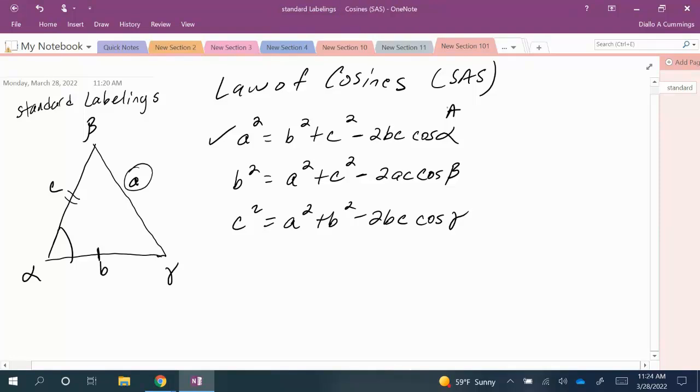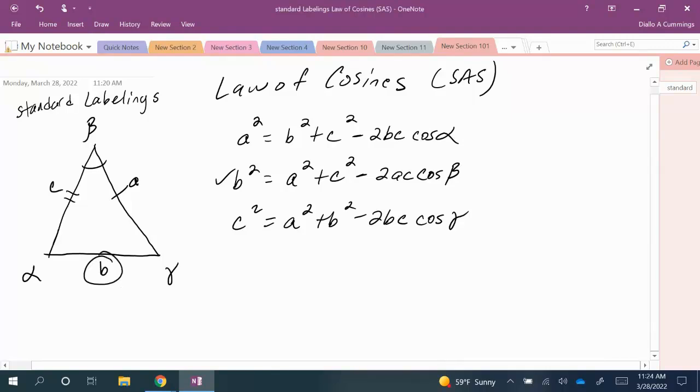If we look at the second formula, B squared equals A squared plus C squared minus 2AC times the cosine of beta, and I'm erasing everything here, notice we'd be given side length A, side length C, and angle beta, and we could find the side opposite angle beta. The same thing is true for our last formula.